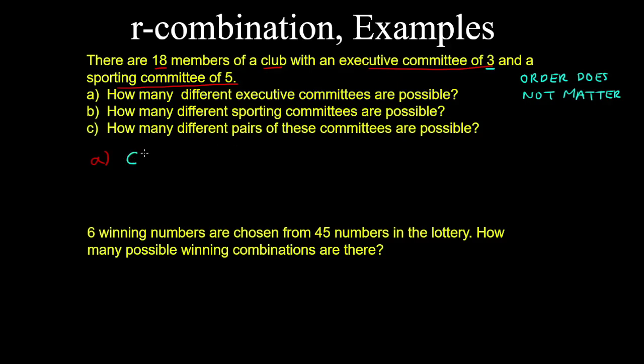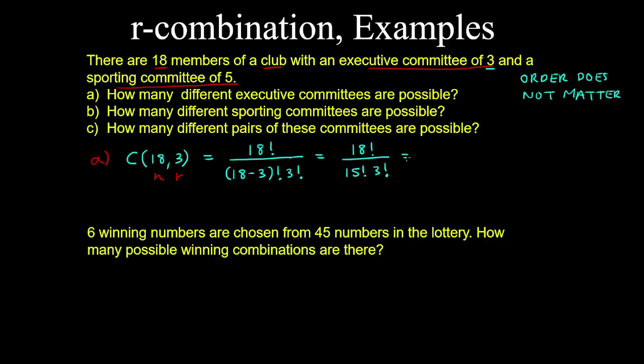So therefore we calculate the number of combinations from 18 members, where we have 3 distinct people that will be chosen for the executive committee. So effectively the number of members is 18, and the distinct people that can be chosen for the committee we denote r. So we have n factorial on n minus r factorial on r factorial. So that's 18 factorial on 15 factorial by 3 factorial.